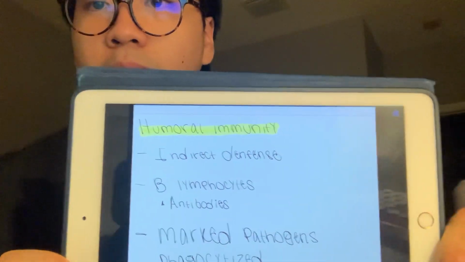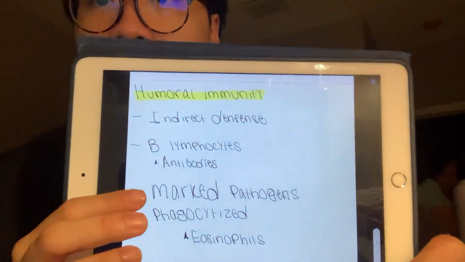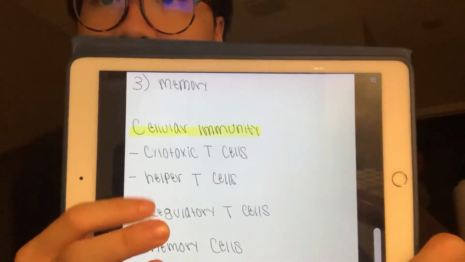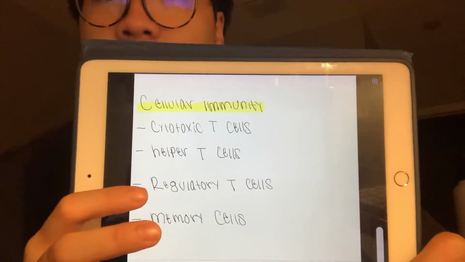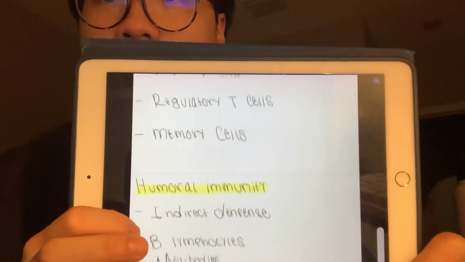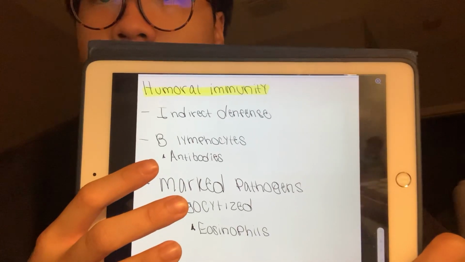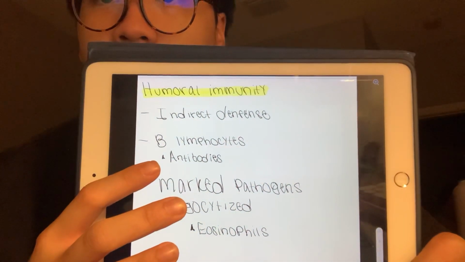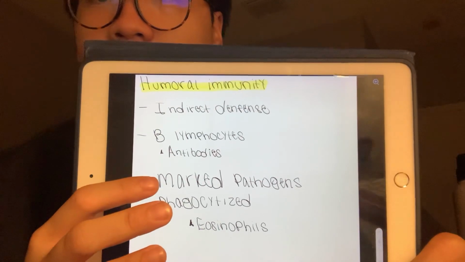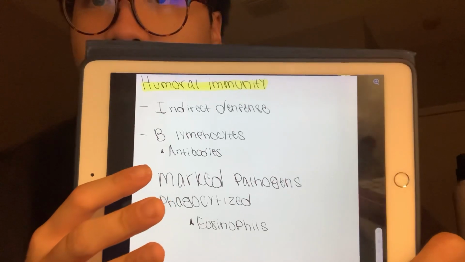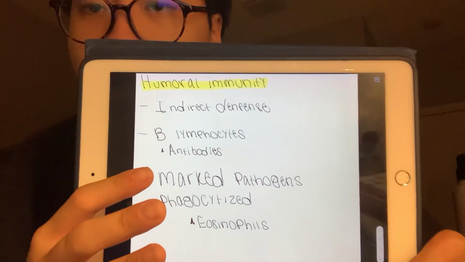So in humoral immunity, this will be opposite of cellular immunity. As in cellular immunity, we have the cytotoxic T cells directly attacking the foreign pathogens. On the other hand, in the humoral immunity section, these cells, which are B lymphocytes, are going to be releasing antibodies. So these antibodies are going to play a big role, as these antibodies will be released from the B lymphocytes, and these will be an indirect attack, pretty much.